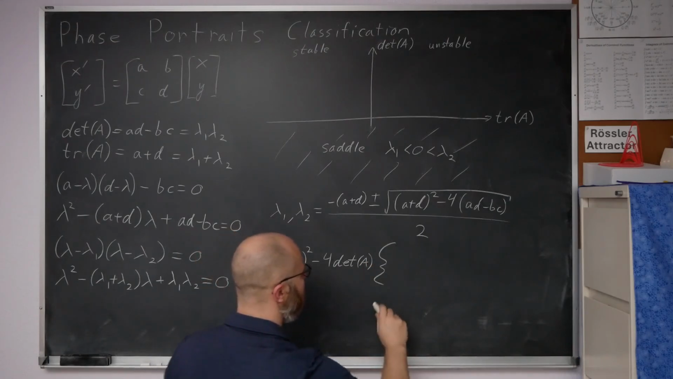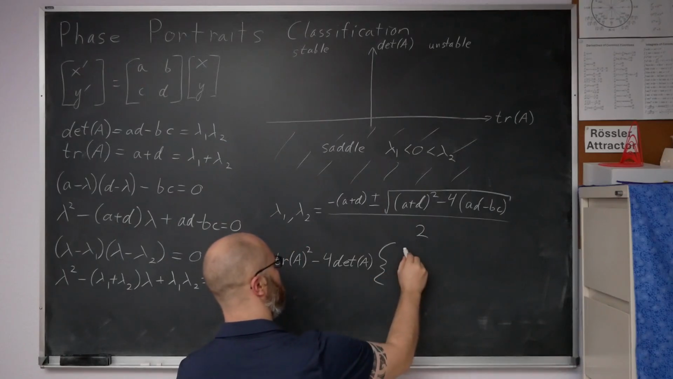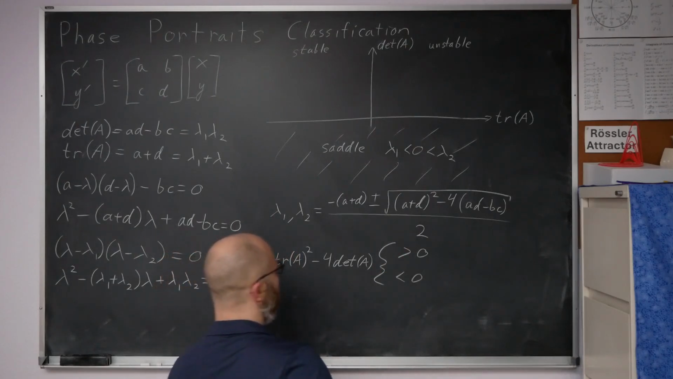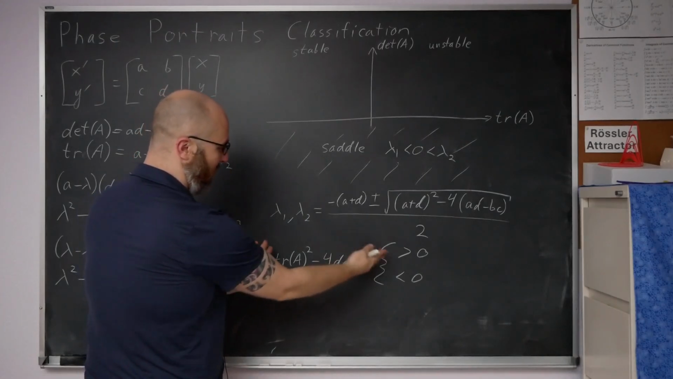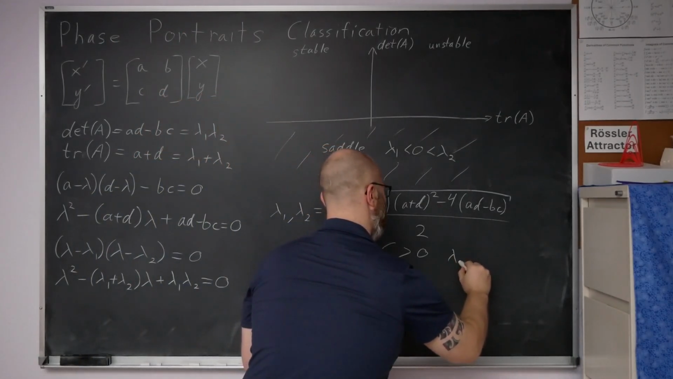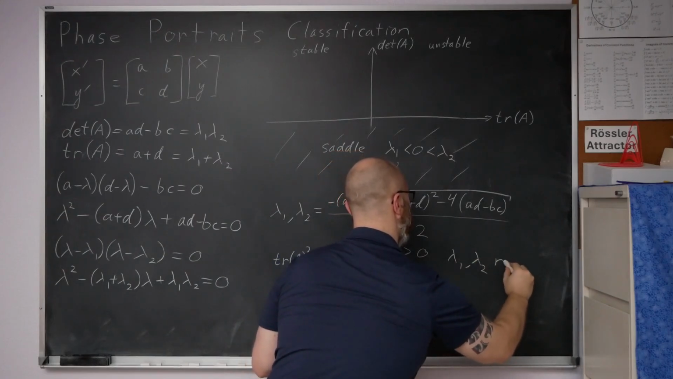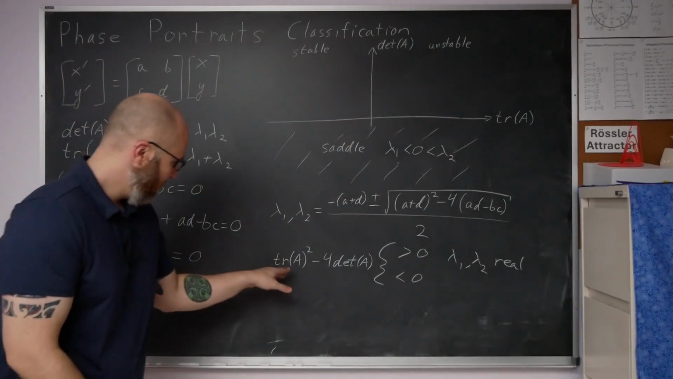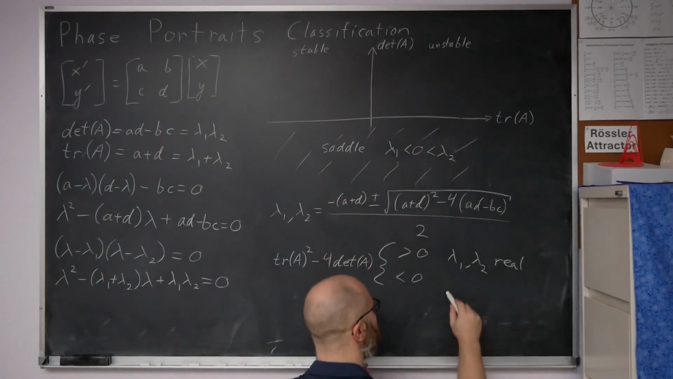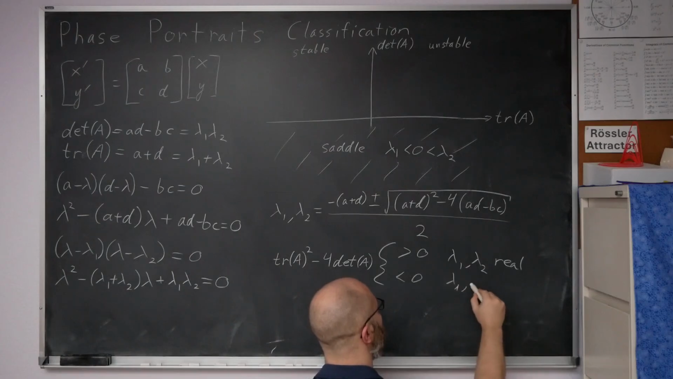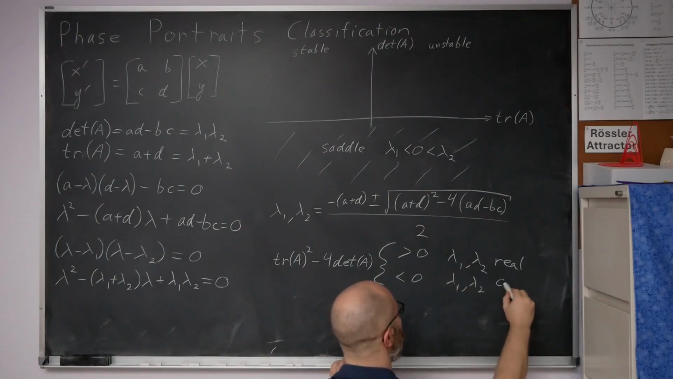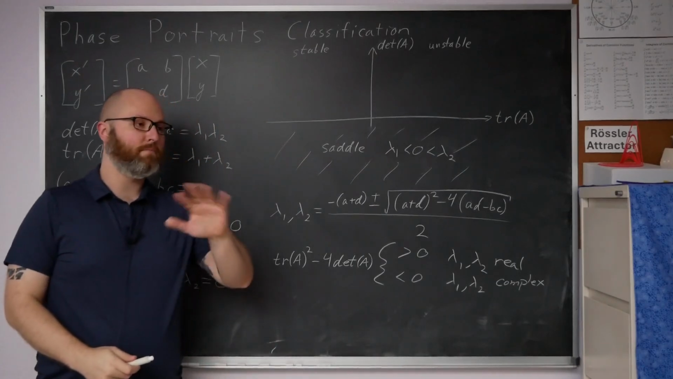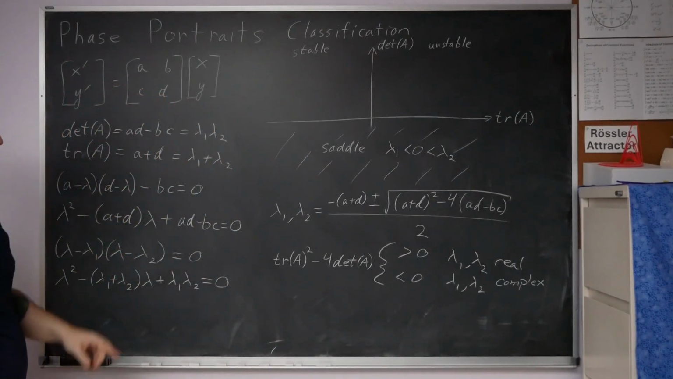And I've got a couple things that could occur. I could have this thing be greater than 0, or less than 0. Let's not worry about the equals 0 case right now. If the inside of the square root is positive, then lambda 1, lambda 2 are real, so we're going to end up with nodes. If the inside of the square root is negative, lambda 1, lambda 2 are complex, so we'll end up with spirals, and I'm forgetting about the edge cases right now.